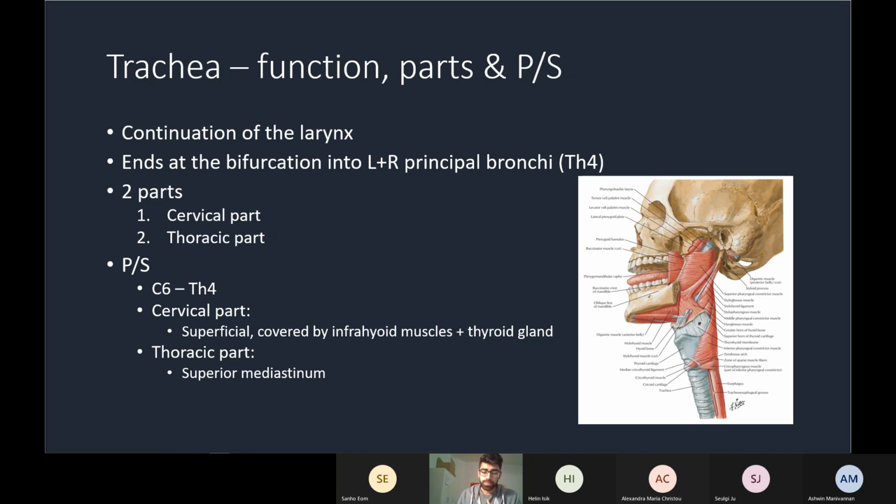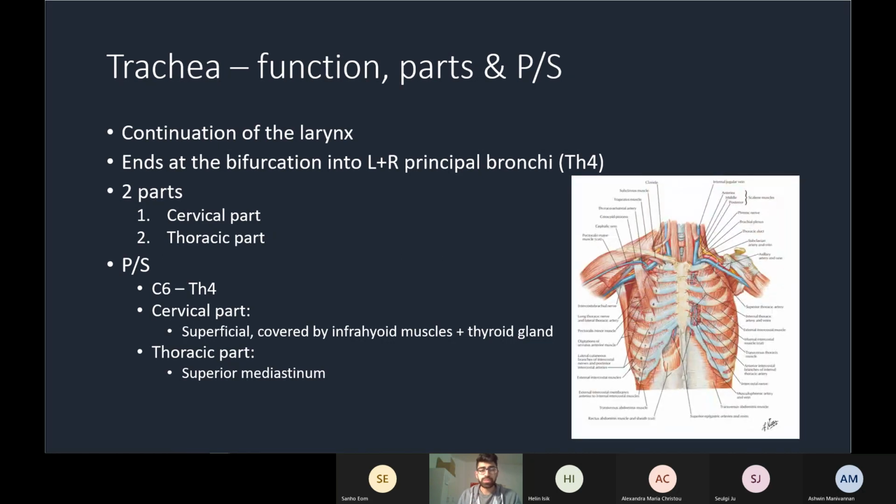Okay, now thoracic part. In the thoracic part, things you need to say are that the trachea is located in the superior mediastinum. The brachiocephalic trunk and inferior thyroid veins are located anteriorly. So these are all things you can see in this scheme. Aortic arch and the left recurrent laryngeal nerves on the left.